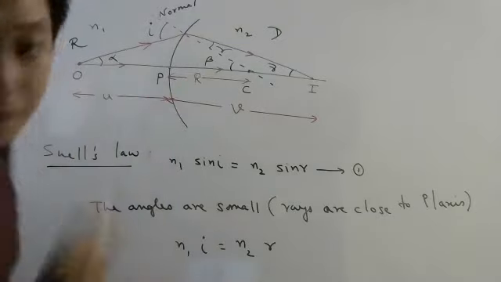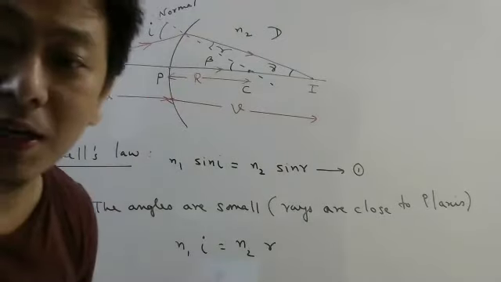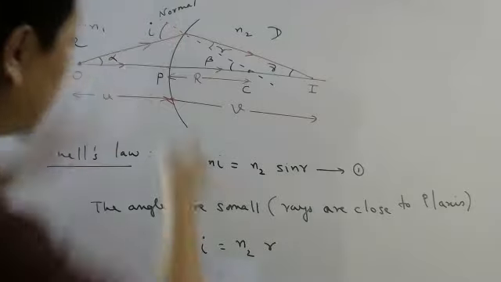Now, how to bring it, because our formula should have U, V and R. Correct or not? Right now, I don't see U, V and R in this formula. So how do I bring them? Very simple. You try to write I and R in terms of alpha, beta, gamma. After you write them in terms of alpha, beta, gamma, immediately this distance will come.